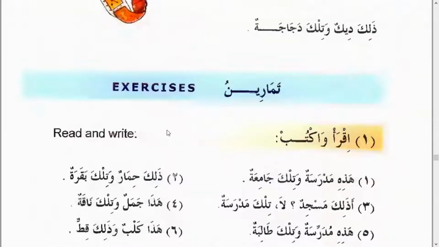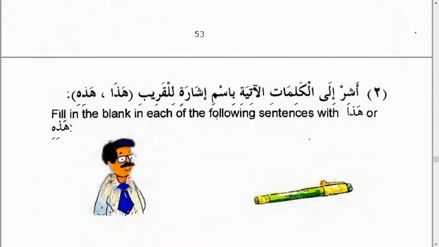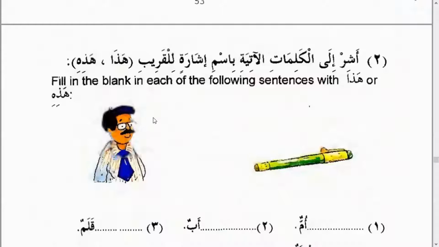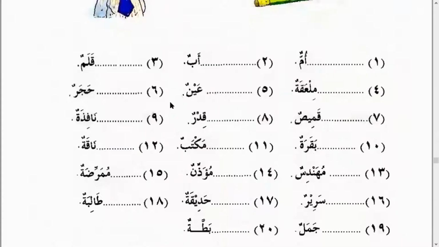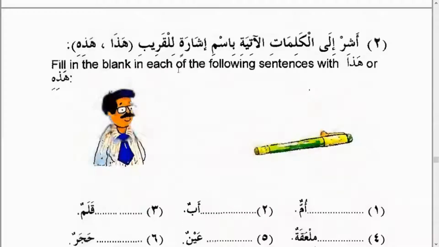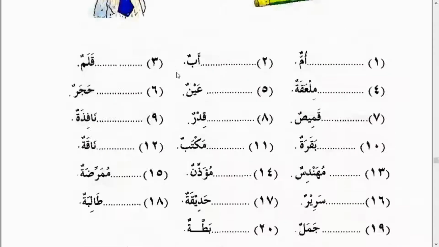Next, so this was the read and write. Next one, fill in the blank in each of the following with hada or hadihi. So we need to be very careful which one is applicable here. First one, please. You can type one or two. One is for hada, and two is for hadihi. To make it easier, inshallah. So first one, hada or hadihi, one or two.